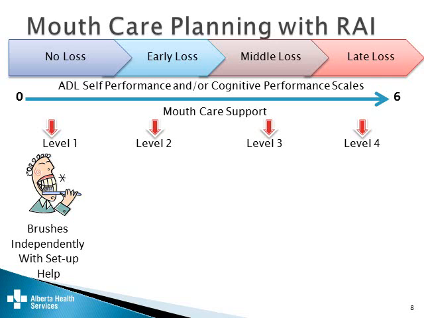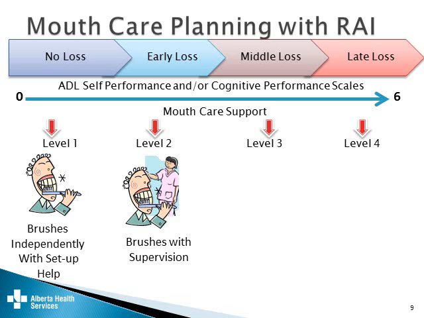No loss indicates the resident can do activities of daily living and has no loss of cognitive skills. Residents in this category may only need assistance to get ready to brush their teeth or clean their denture. Early loss indicates residents in early stages of disablement who may struggle with personal hygiene tasks. These individuals will need caregivers to act as coaches to assist with getting organized and keeping on task.